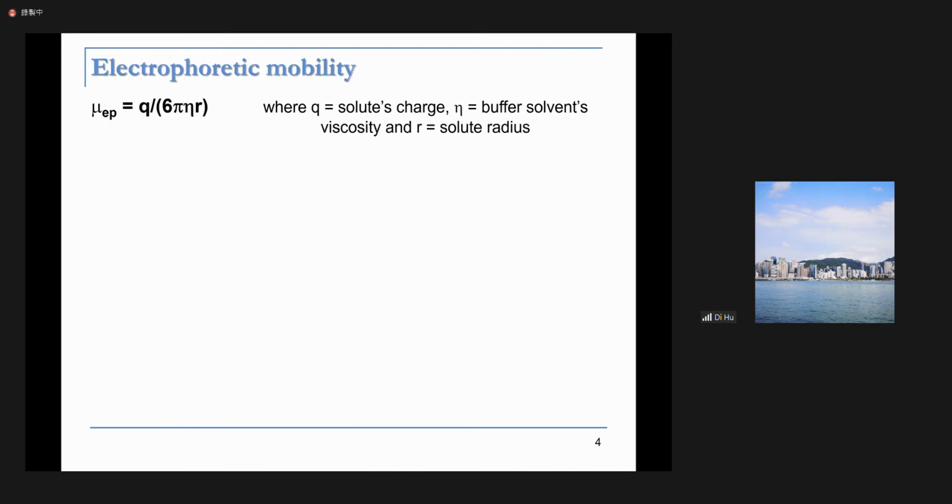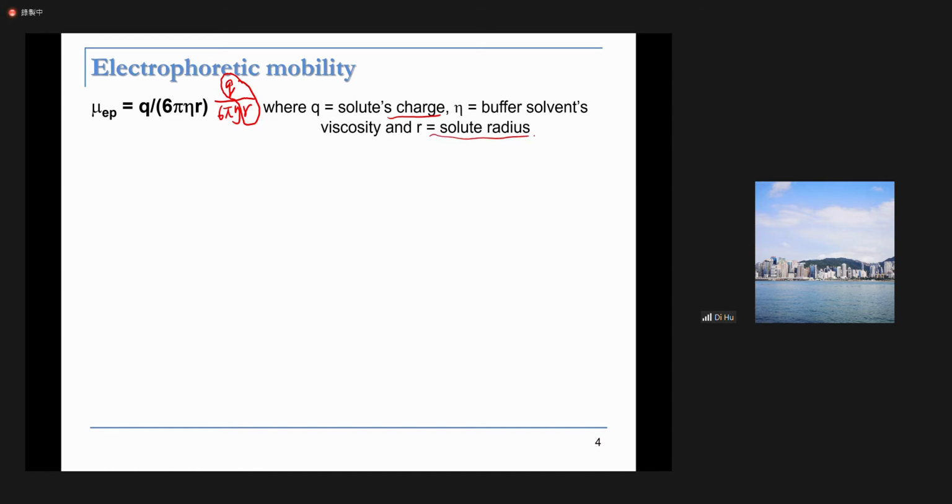Mathematically, we can see the electrophoretic mobility can be described by this equation. Probably I should write it in a more easily recognized way. How about we do this one? Mobility equals Q divided by 6 pi viscosity R. And here you see the Q to R ratio. Q is the charge, R is the radius.